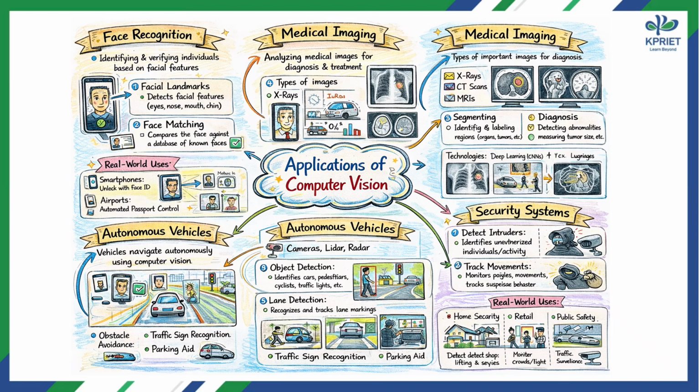In the case of security systems, object detection is useful for detecting intruders and tracking their movements, or any suspicious behavior of individuals inside the area of interest. Real-world uses are home security, retail and public safety, problems which we have discussed in the earlier cases. In autonomous vehicles, which are very popular now, object detection is used for detecting lanes, identifying cars, pedestrians and traffic signals, and recognizing and marking parking aids. Vehicles navigate autonomously using computer vision.